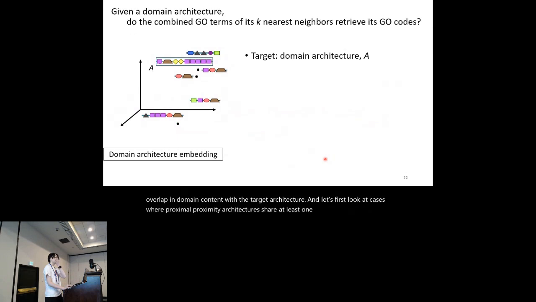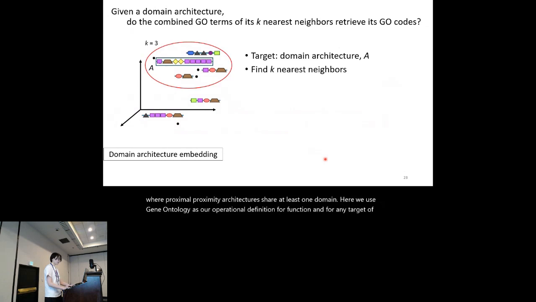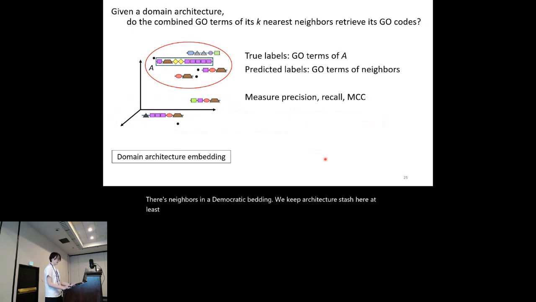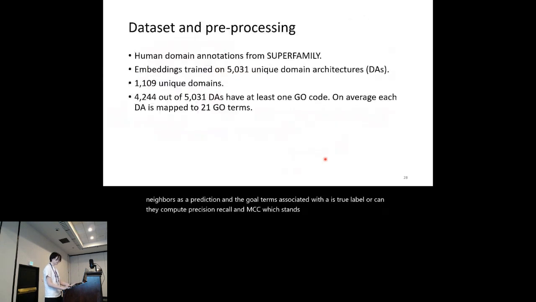Here we use gene ontology as our operational definition for function. And for any target domain architecture A, we find its k-nearest neighbors in the domain architecture embedding. We keep neighboring architectures that share at least one domain with A. We take the union of all GO terms associated with those neighbors as a prediction, and the GO terms associated with A is the true label. And we can then compute precision, recall, and MCC, which stands for Matthews correlation coefficient.